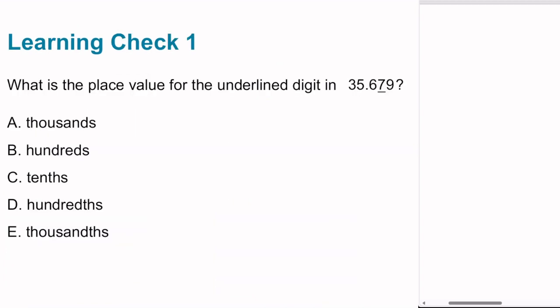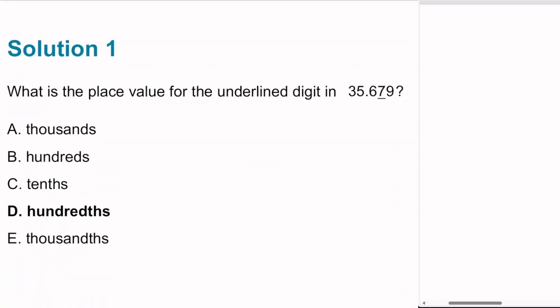Let's have a learning check. What is the place value for the underlined digit in 35.679? That's right, the 7 is in the hundredths place.